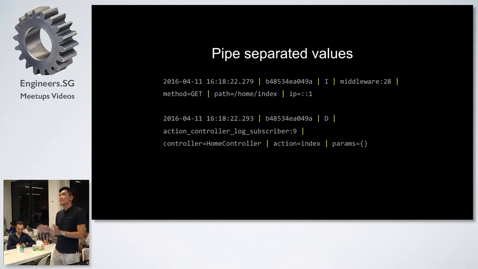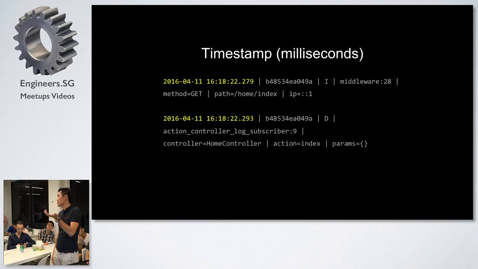So what we came up with is something like this. This is two log lines. It corresponds to the Rails log. I'll explain more later. But basically, what we do is we separate the fields with pipes to cleanly demarcate the fields. Then we have a timestamp, because we are concerned with the flow of events, the chronological flow, and milliseconds are important because seconds are not enough, the fidelity is not enough.